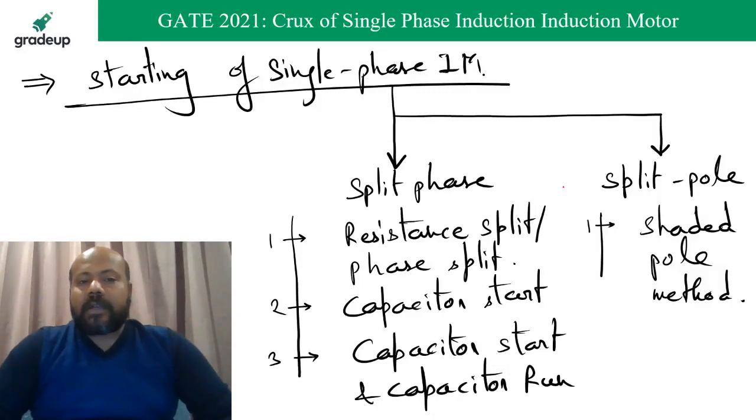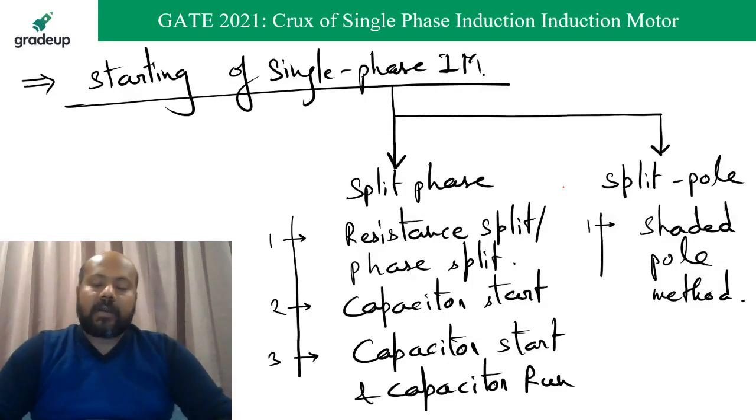Now, when we talk about the starting of a single phase induction motor, as we have already said, we require a system in which a single phase motor operates as a two-phase system. Now we have two possibilities. Either we can split the phase or we can split the pole. On the basis of this, there are two broad methods, split phase methods and split pole methods. In the split phase method, there are three main methods: resistance split or phase split, capacitor start, and the third one is capacitor start and capacitor run.